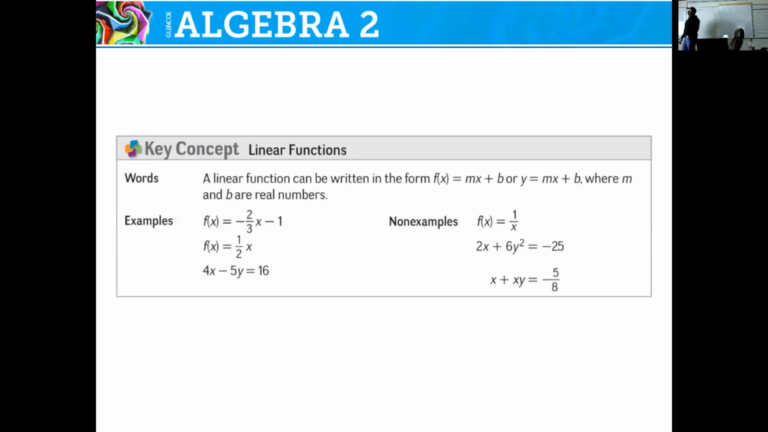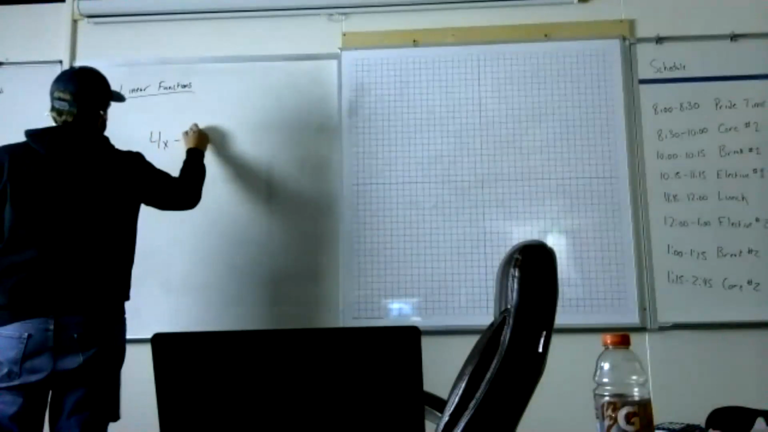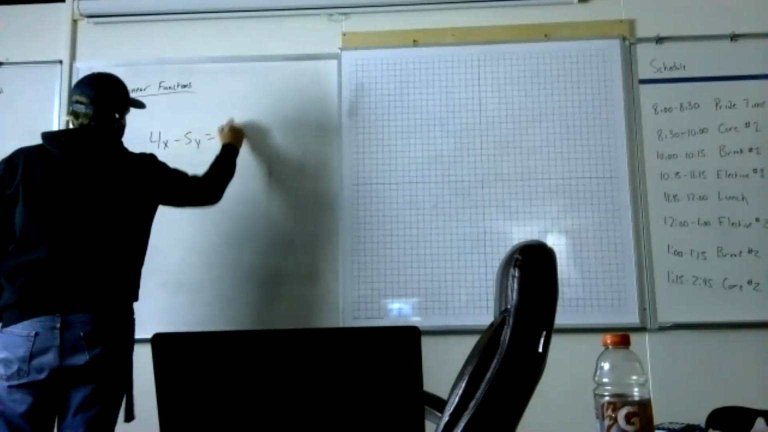Okay, f of x equals 1/2 x would fit the form y equals mx plus b. 4x minus 5y is equal to 16. It would take some algebra to get it there, but it would. Okay, and I'll even solve it for you. Waste a little bit of time. So 4x minus 5y is equal to 16.